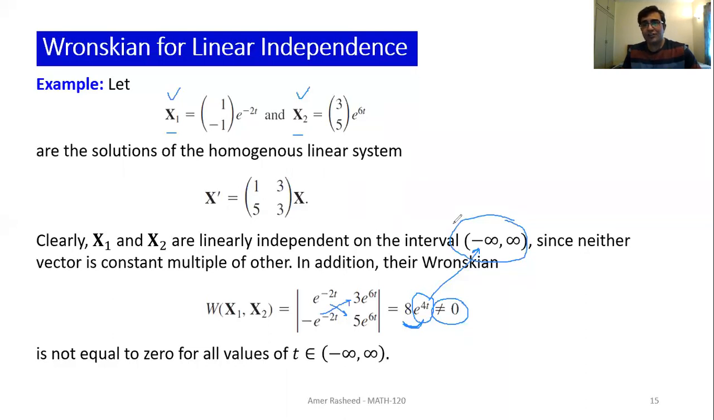If this Wronskian is zero for at least one value of t, then we cannot say that these vectors are linearly independent. They will be linearly dependent. This Wronskian should be non-zero for all values of t in the domain. If for at least one value it becomes zero, then we cannot say that these two vectors are linearly independent. So I hope you get it. Remember this one.